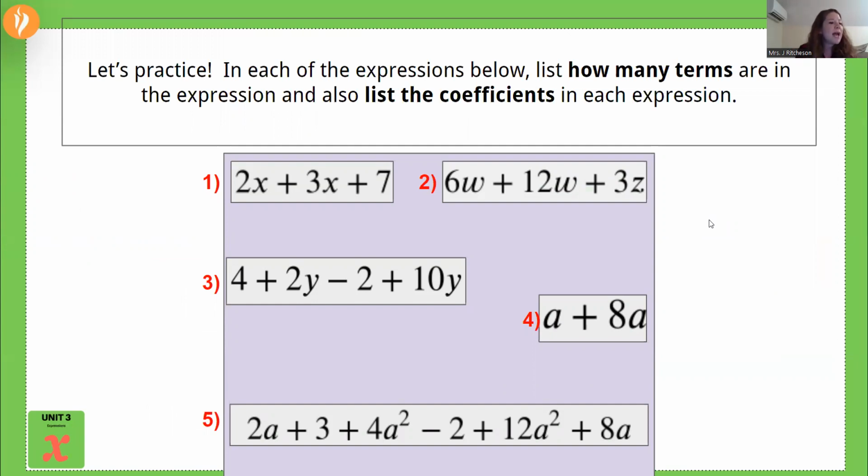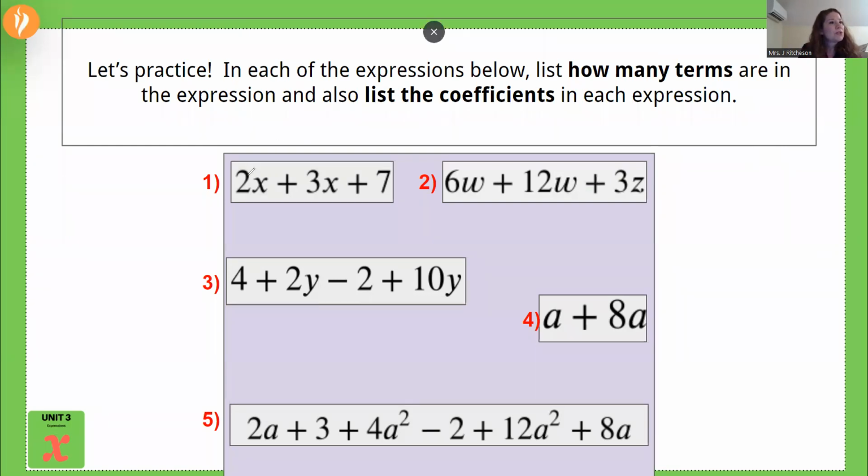All right, so here we have 5 expressions. The questions are, how many terms are in the expressions, and also list the variables. List the coefficients. So I want you to pause the video, and I want you to answer these questions on your own and then come back. All right, did you answer them by yourself?